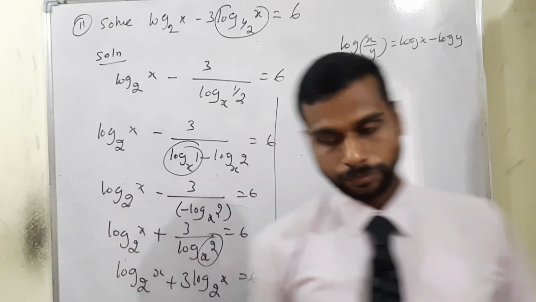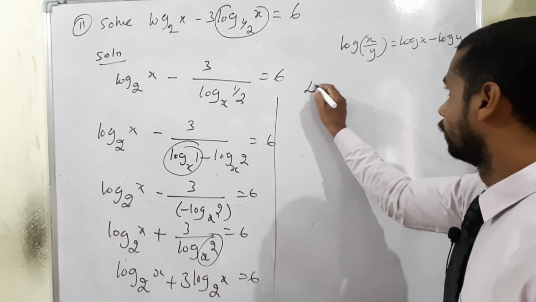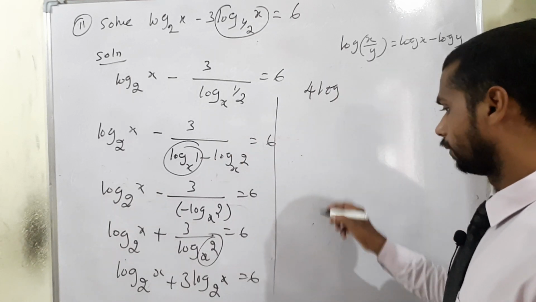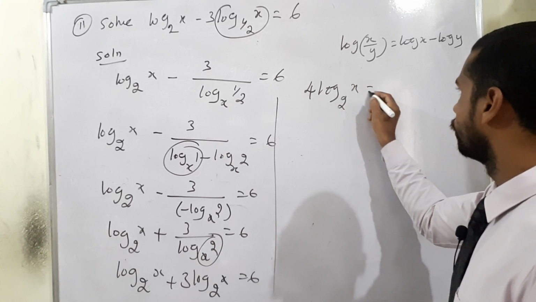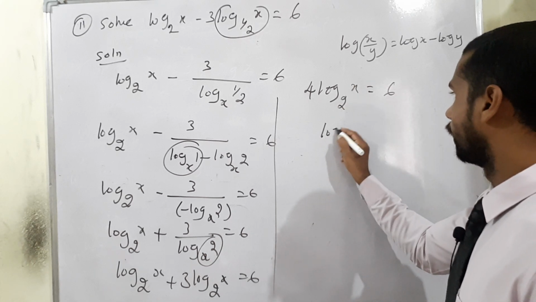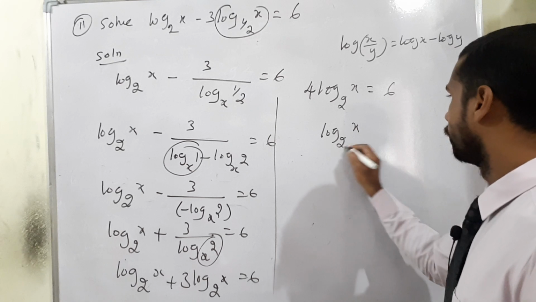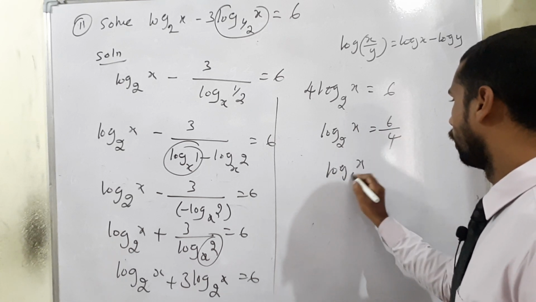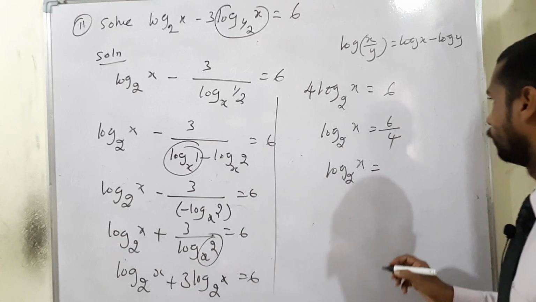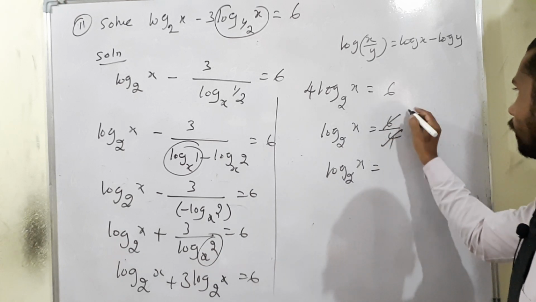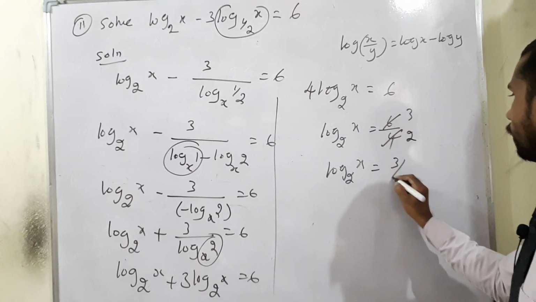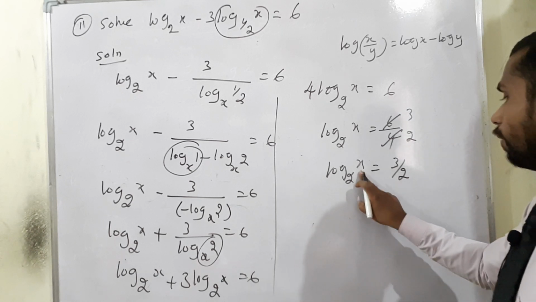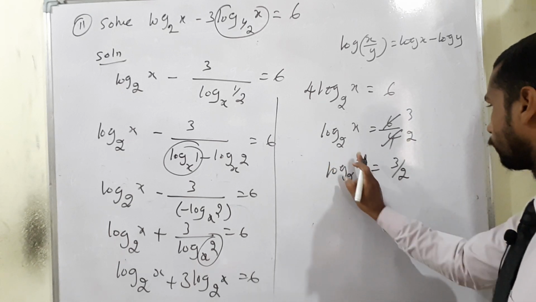Therefore, 4 log x base 2 is equal to 6. Log x base 2 is equal to 6 by 4, which after cancelling is 3 by 2. We need the value of x. If you remove the log, it becomes an exponent.